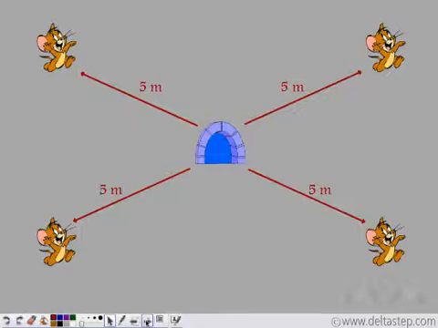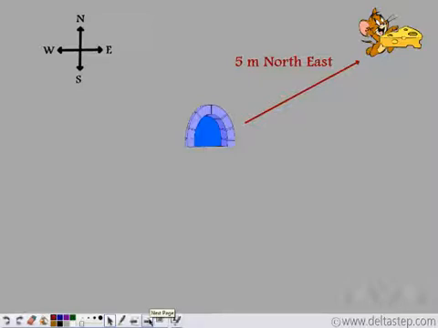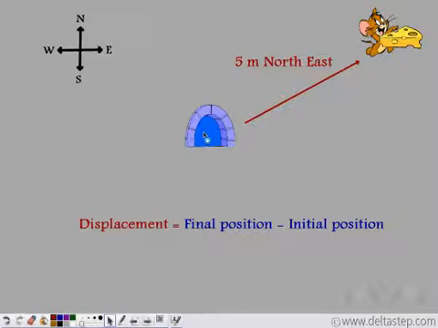So what is lacking here is direction. Yes. So if Tom would have known that Jerry is 5 meters towards northeast from his home, then he would have been able to get a complete picture of Jerry's position. And this difference between the initial position and the final position is called displacement. So displacement is equal to final position minus initial position. And as we have already seen, displacement needs direction. So displacement tells us how far a body is from its initial position, and it requires direction.